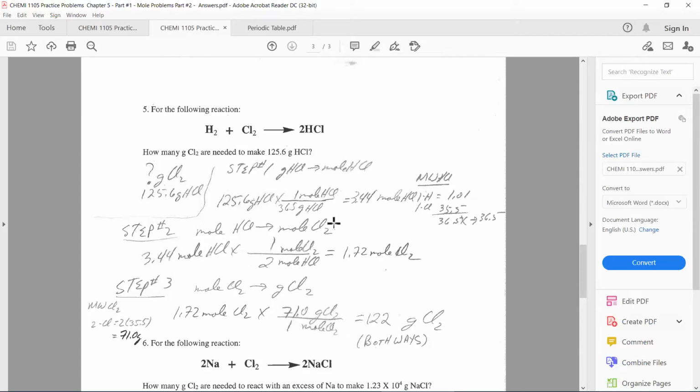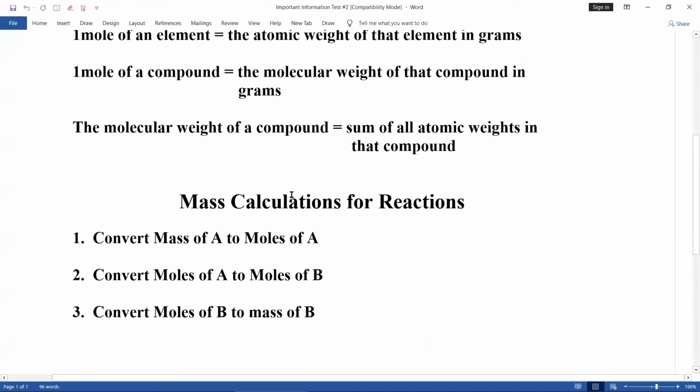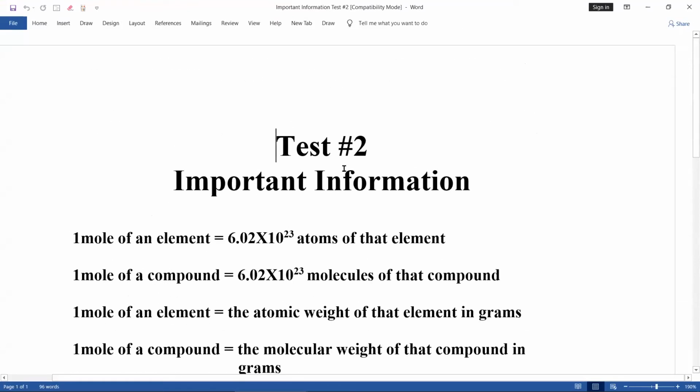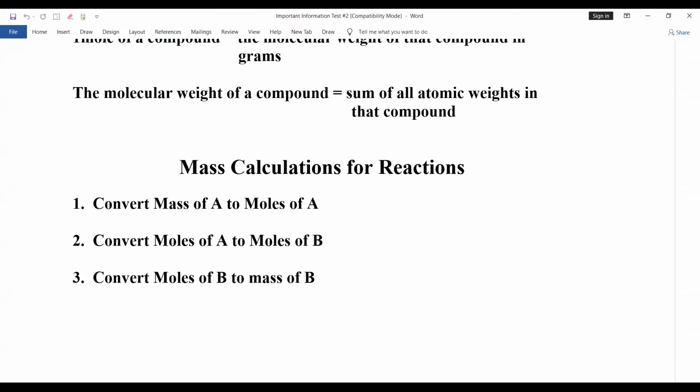Now, am I done? No, I need to get grams of chlorine. How do I do that? I now do step 3. Whenever I determine moles of B, which is the structure of my answer or formula, I convert to grams or mass of B. And this again is important information, test number 2. In the past, students had to memorize this. No longer. Thank you, Dr. White. You're welcome.